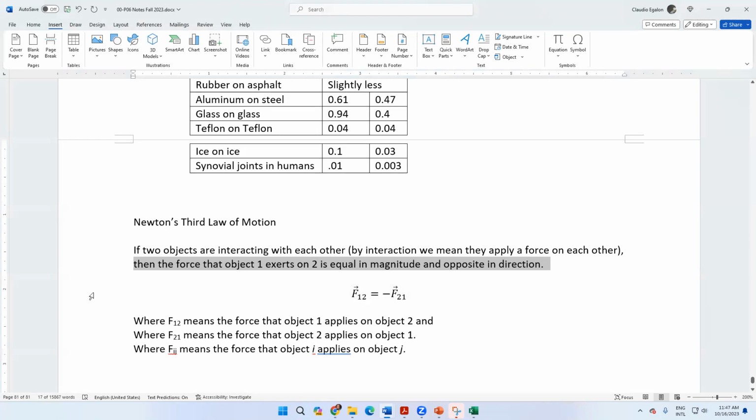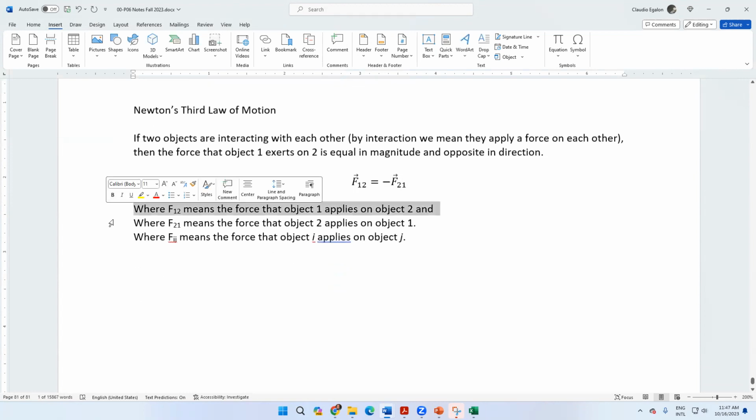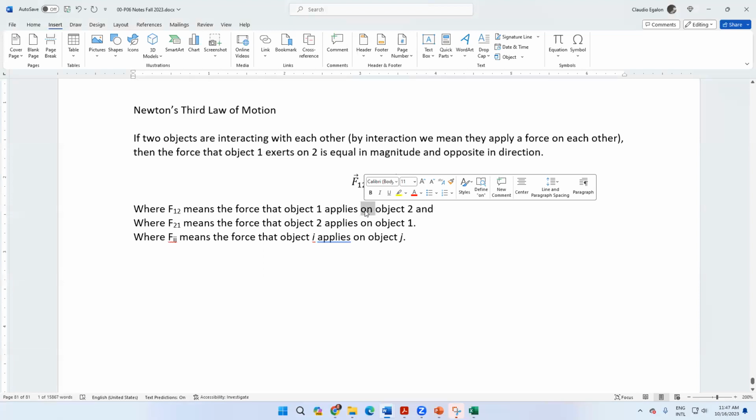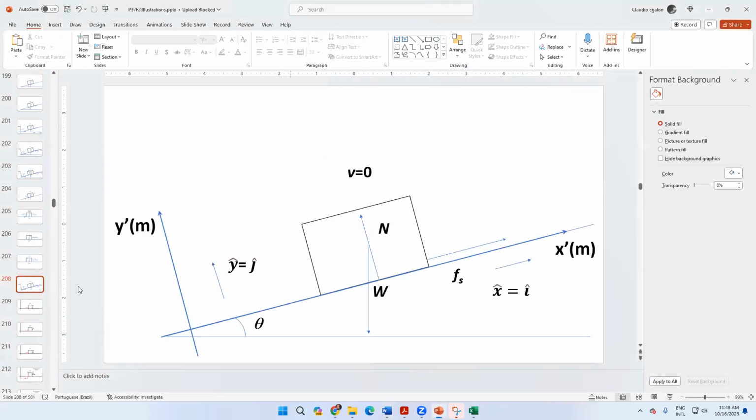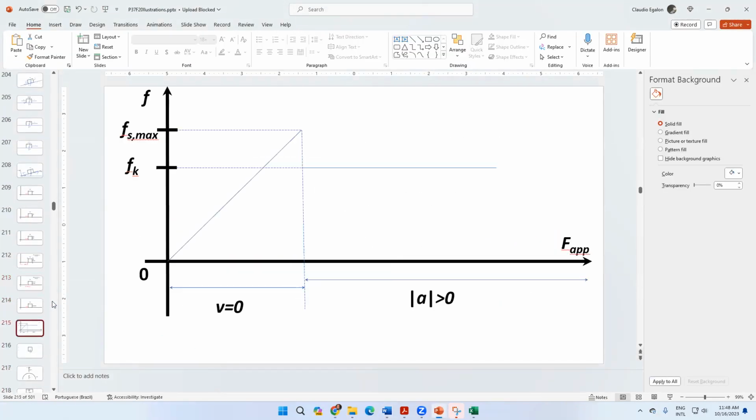Here is the notation. Force of one on two is equal to the force of two on one. But because this is a vector quantity, we must have this negative sign. Force of one on two means the force that object one applies to object two, and so on. Fij means the force that object i applies on object j. Let's take a look at what exactly it means, okay? We have some illustrations here.